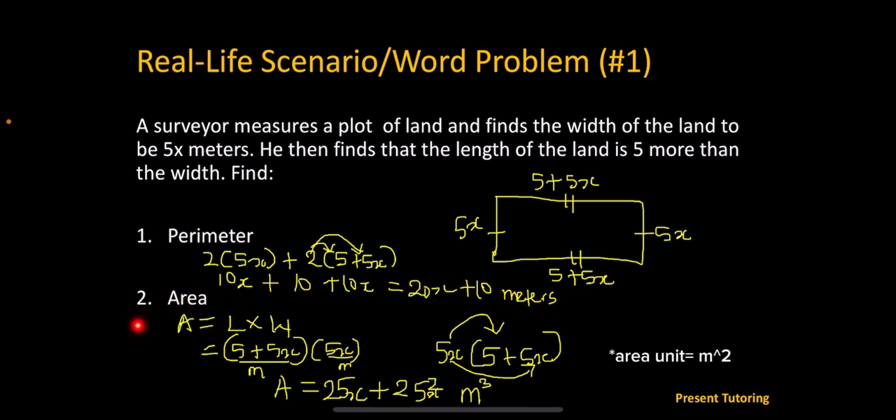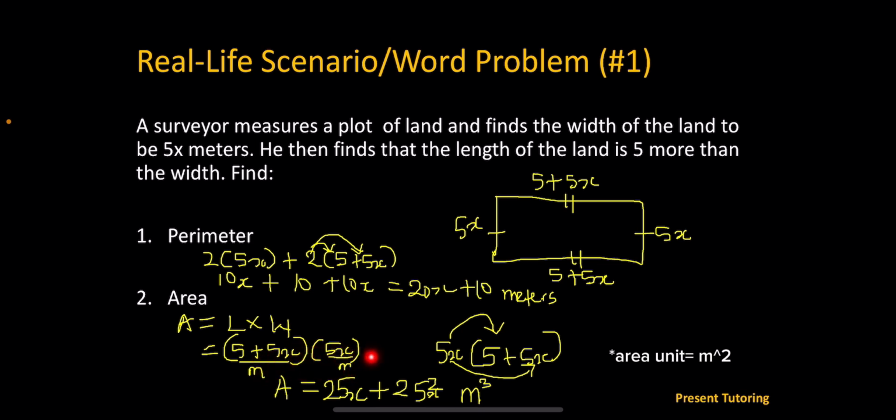Then, if I want to find out the area of this plot of land, I can say that my area is equal to the length of the shape times the width of the shape. So that means that I would multiply 5 plus 5x by 5x. 5 plus 5x is again our length. The width is 5x. Both of these can be measured in meters. So that's why I put a meter over here and a meter over here. So both these lengths are measured in meters.